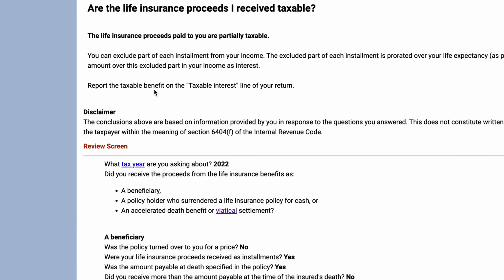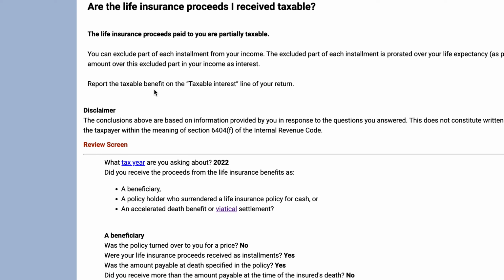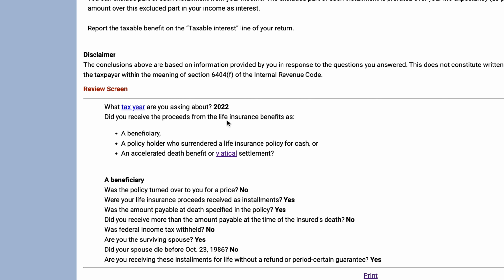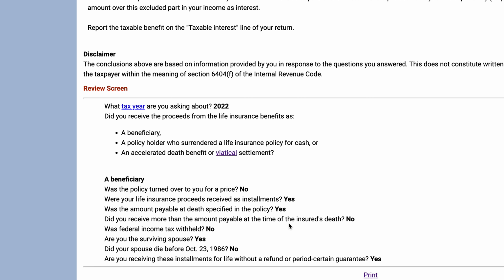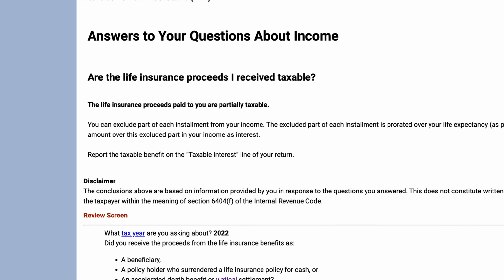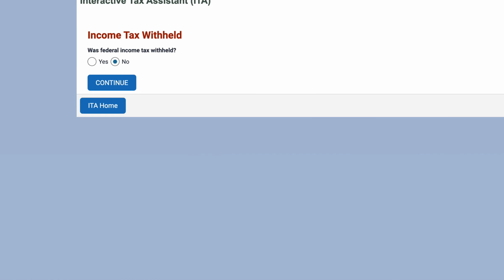In this case, your insurance proceeds may be partially taxable. You can exclude part of each installment from your income, and then the excluded part would be prorated over your life expectancy. Your insurance company should provide that information, and you would include the amount over the excluded part in your income as taxable interest. So again, you would want to print this out for your records just to make sure that you're properly reporting this the way you see it.